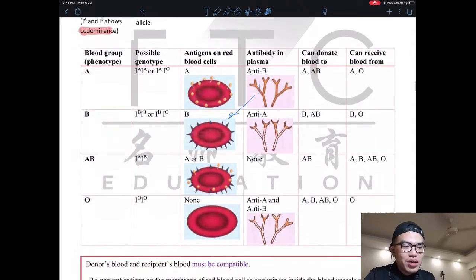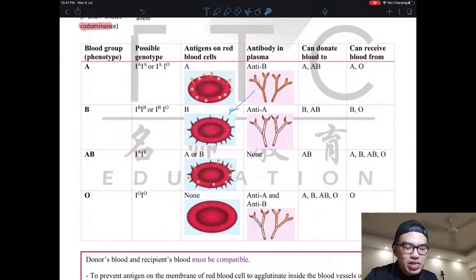So if your blood type is B, it's the other way. My blood marker is triangular shape, I'm anti-A, I fight against round shape. Can you see? My antibody is round shape. I will fight anything that is round, which is blood type A.